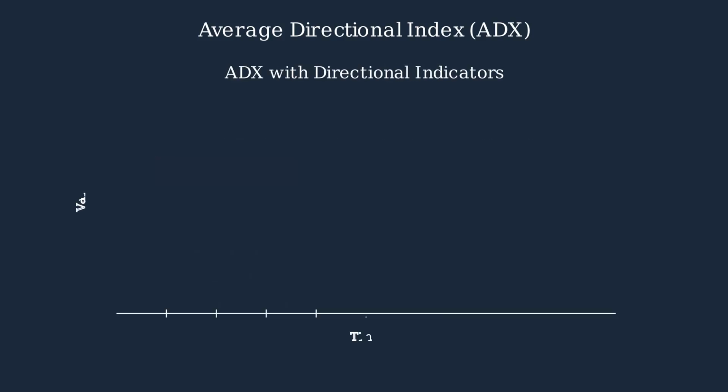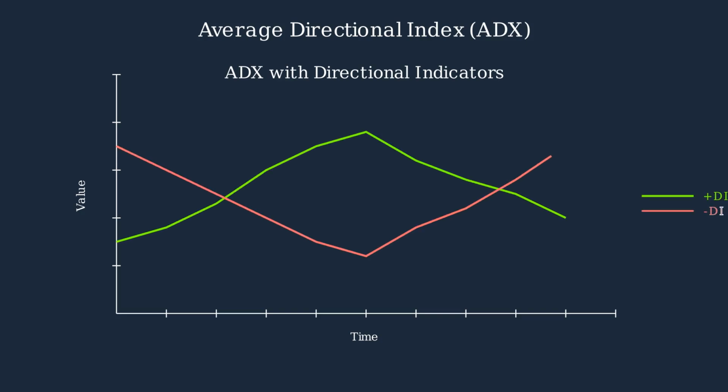ADX is typically used alongside two other indicators, the positive directional indicator, or plus DI, and the negative directional indicator, or minus DI. While ADX measures trend strength, the DI lines help determine trend direction. Plus DI measures upward price movement, shown here in green, while minus DI measures downward price movement, shown in red.